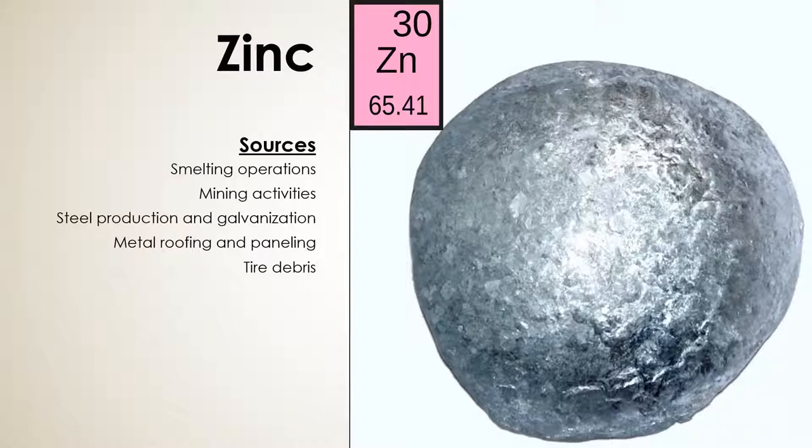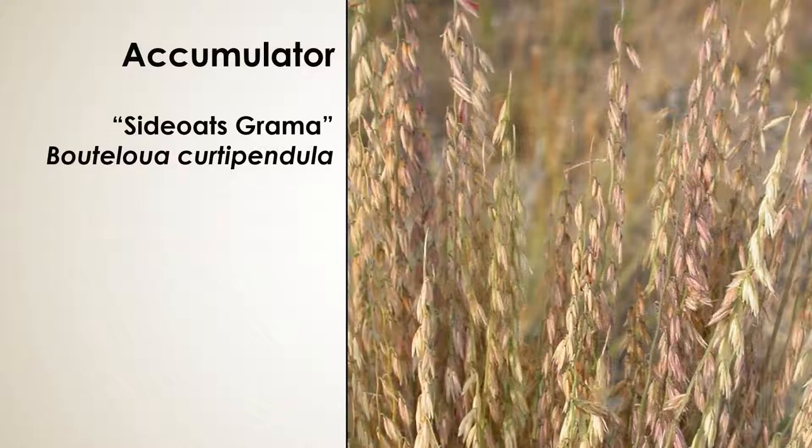tire debris. If you think about when you have a high traffic volume roadway like an interstate, how much tire debris and dust comes off of those tires that gets deposited in the roadside. So think about that if any of you are foraging from roadsides. You know, little bits of tire get shaved off as you drive over time, and you have enough cars going through an area, you get a decent amount of tire debris. Side oats grama is an accumulator of zinc.